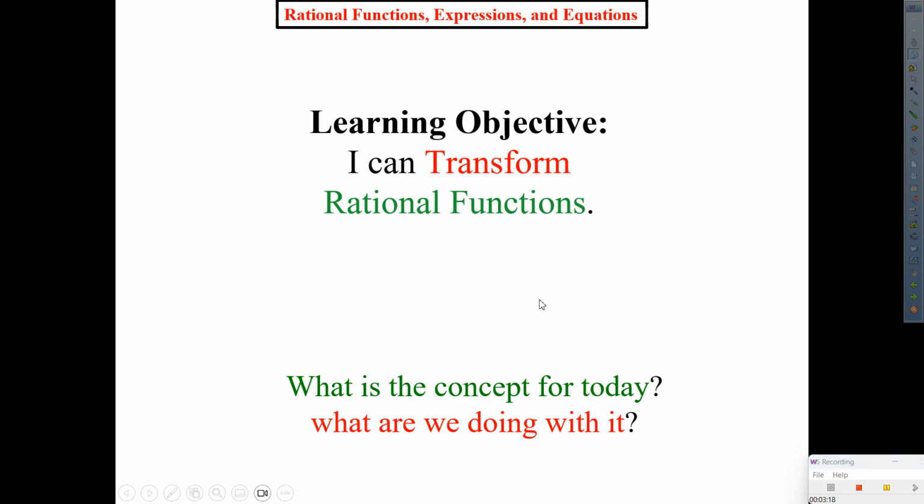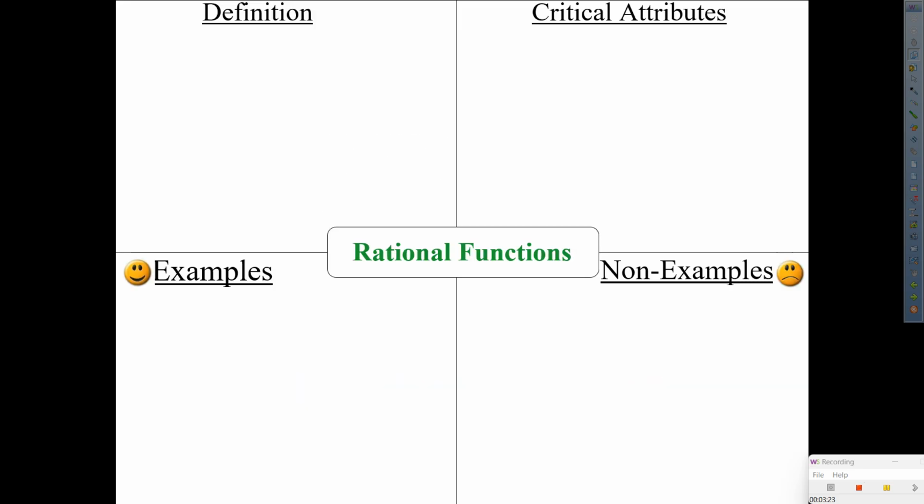But where have we been? We know what rationals are, so in your own words, tell your neighbor the definition for rational functions. What are rational functions? All right, type it in there, please, on your screen. Definition for rational functions in your own words. What are they?